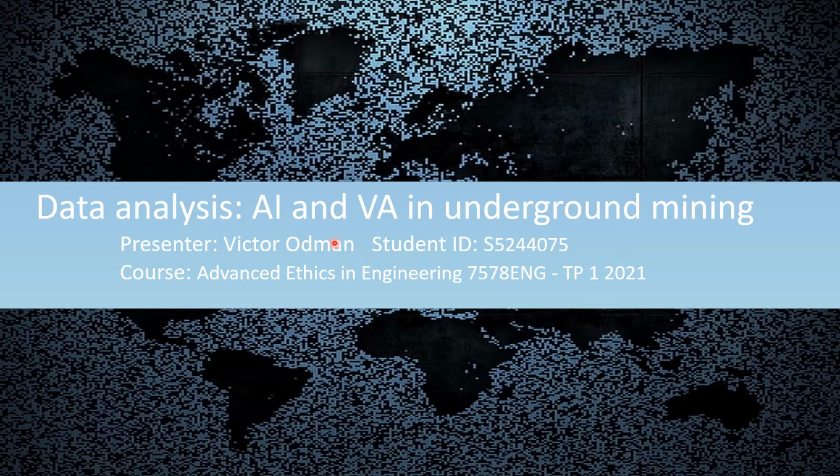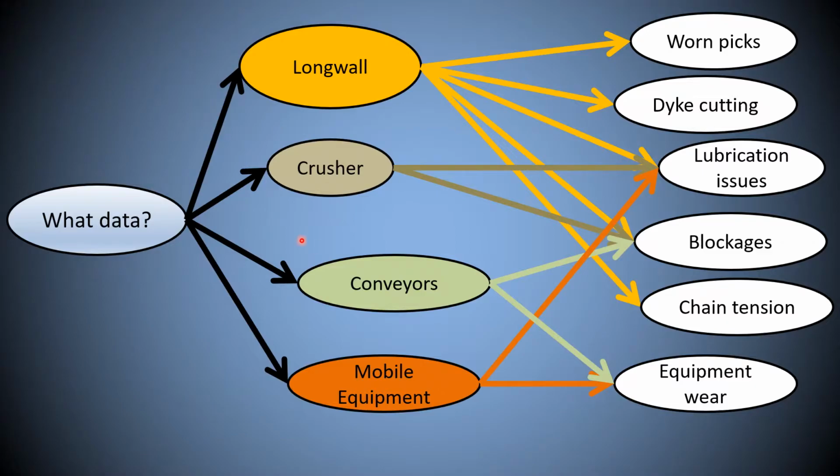My name is Victor Odman, and tonight I'd like to talk about the use of AI in evaluating VA, which is vibration analysis in underground mining. So generally in an underground coal mine, this is the setup you'll see. You'll have a longwall, conveyors and mobile equipment. And the faults that we see from this are generally lubrication issues and equipment wear, but also blockages.